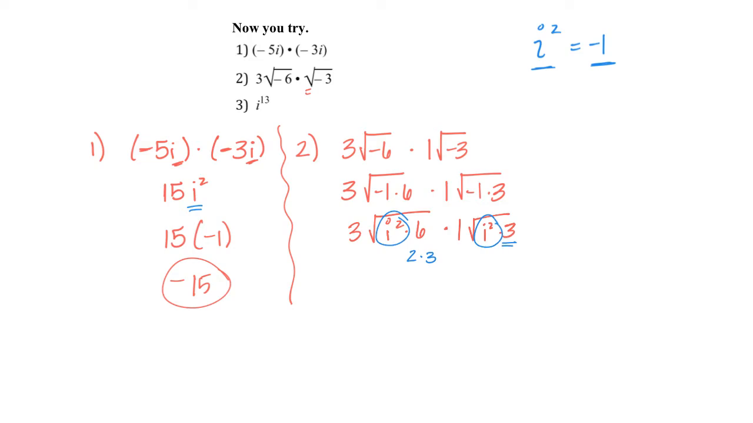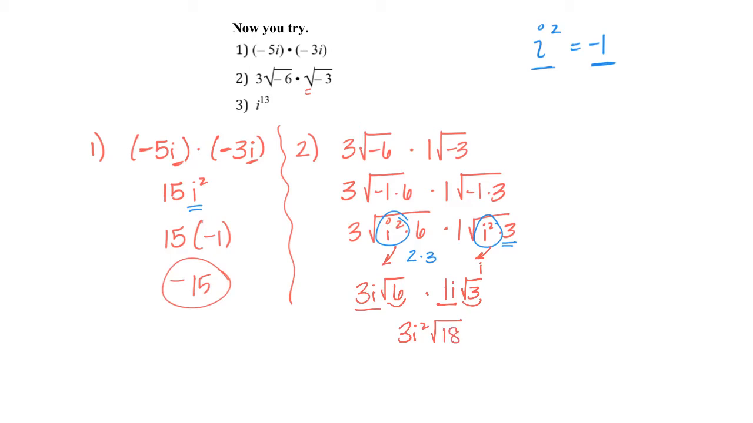So let's simplify these radicals one more time. This is going to come out as an i. This is also going to come out as an i. So now I have 3i times the square root of 6. Here I have 1i times the square root of 3. So when I do that multiplication step, 3i times 1i gives me 3i squared. I have root 6 and root 3, which is going to be square root of 18.